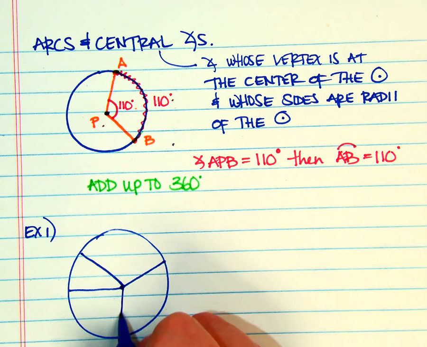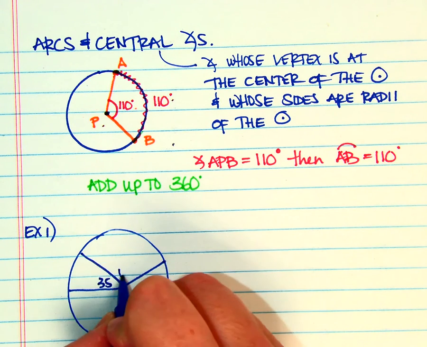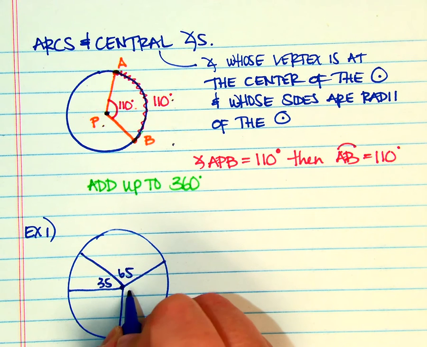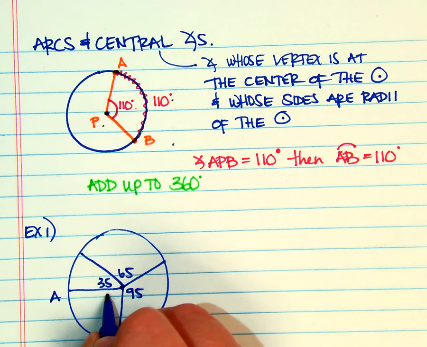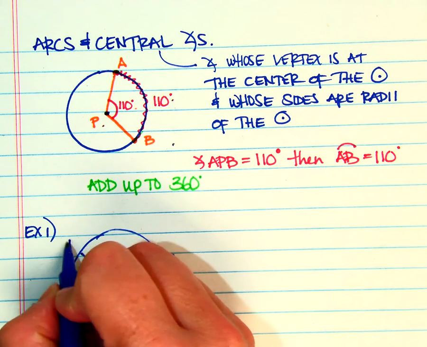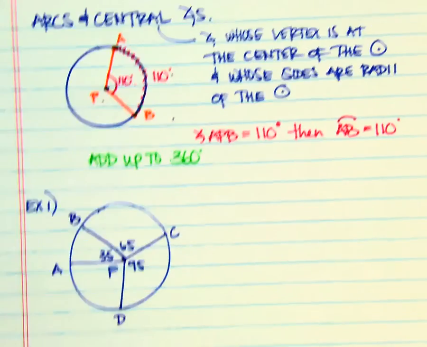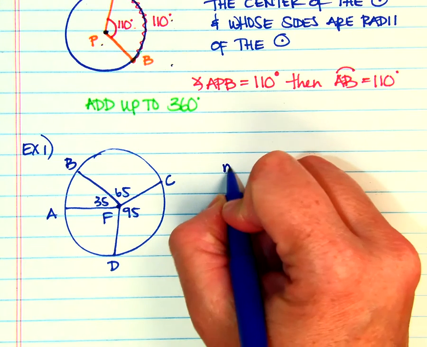And this is definitely not to scale. This is terrible. So A, F, D, C, and B. Okay, so we have this circle, and I'm going to list about 5 things that we're going to find.